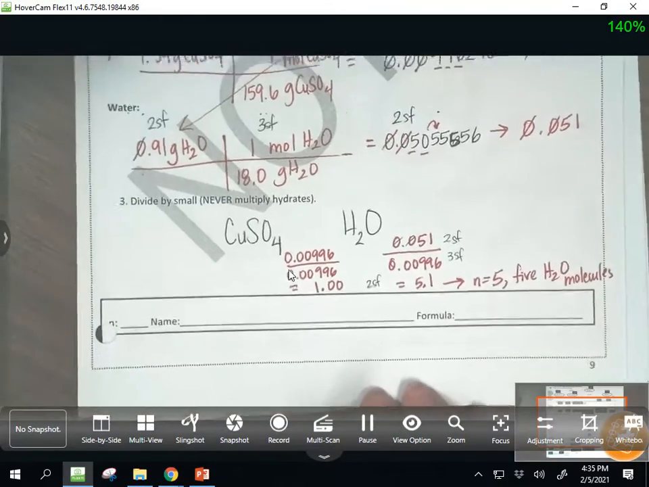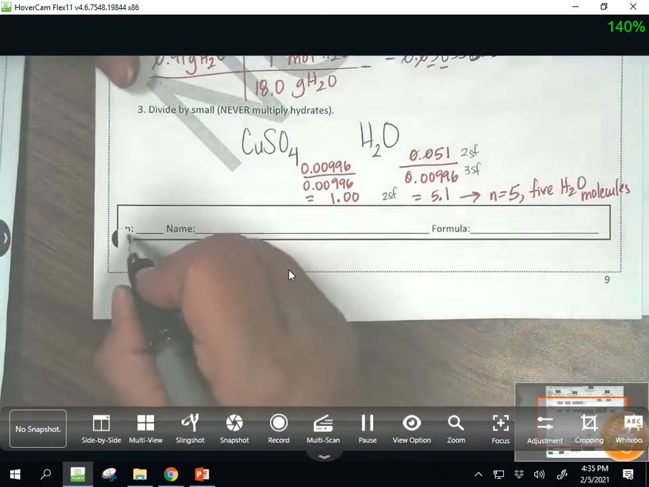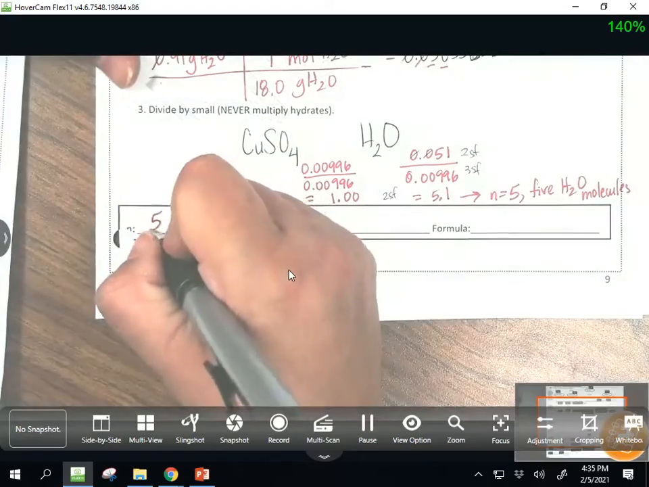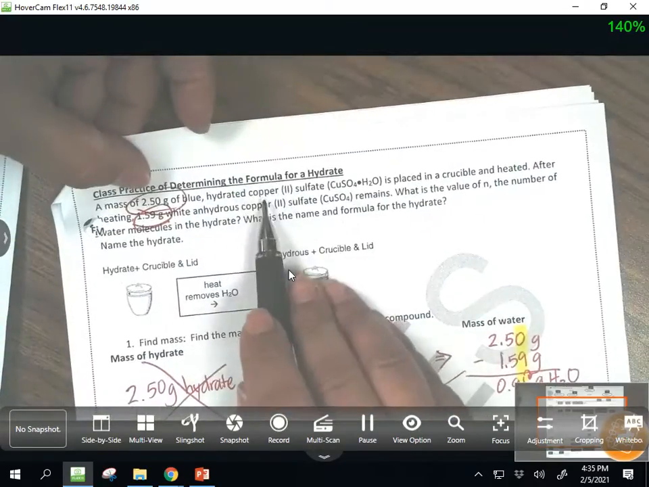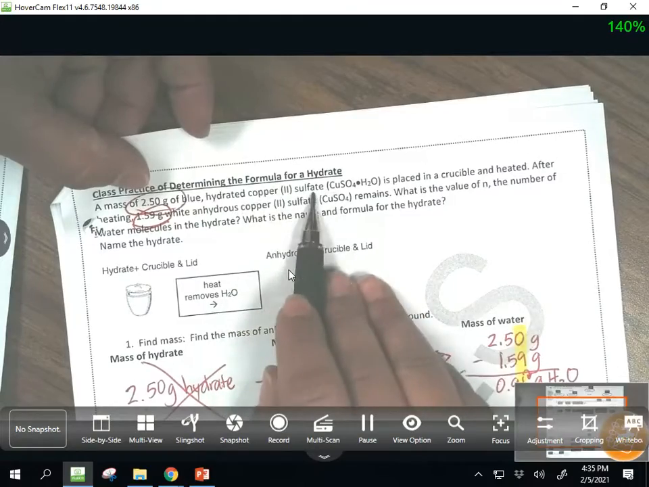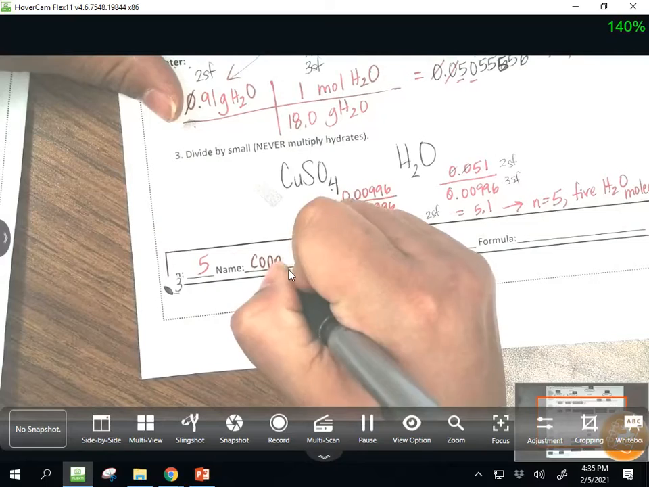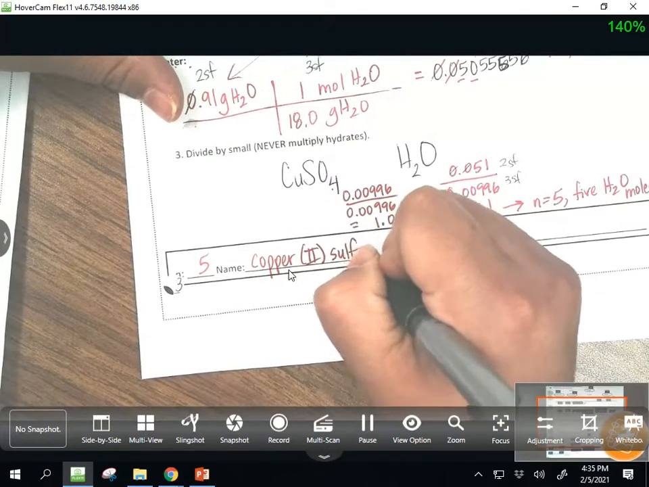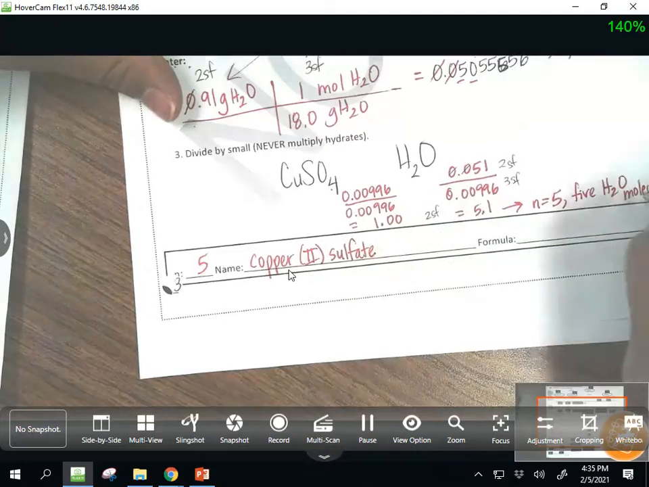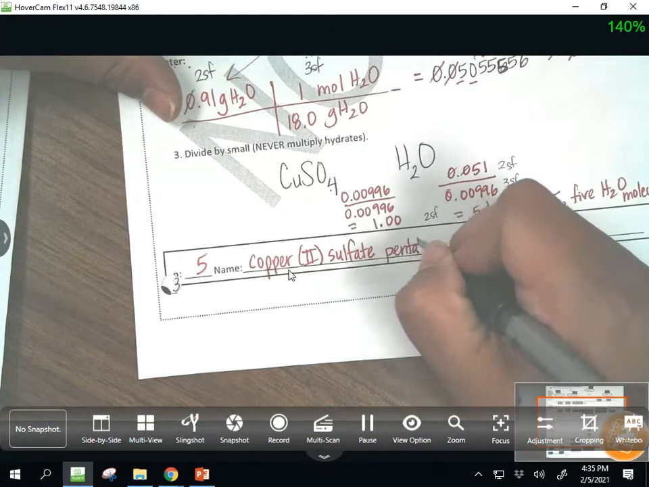So now I'm going to write my final answer here. N, number of water molecules, is 5. The name, CuSO4, is copper 2 sulfate. The problem actually gave me the name of the formula unit, copper, Roman numeral 2, sulfate. 5 is pentahydrate.